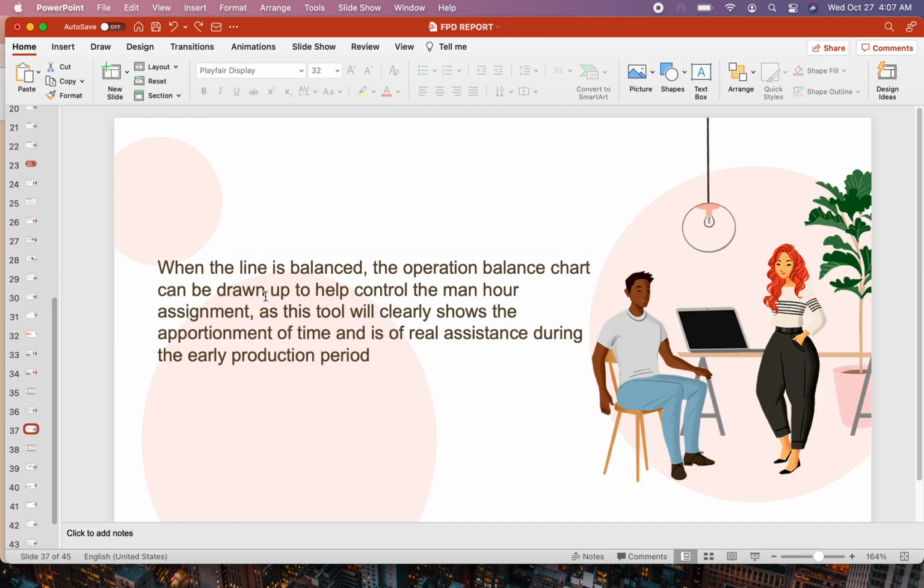When the line is balanced, the operation balance chart can be drawn up to help control the man-hour assignment, as this tool certainly shows the apportionment of time and is real assistance during the early production period.